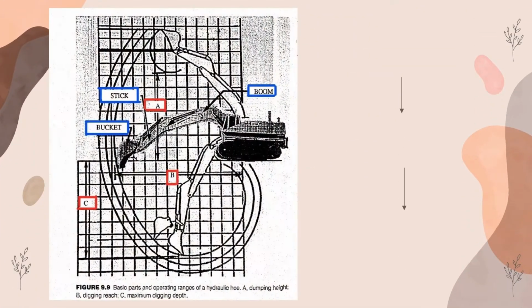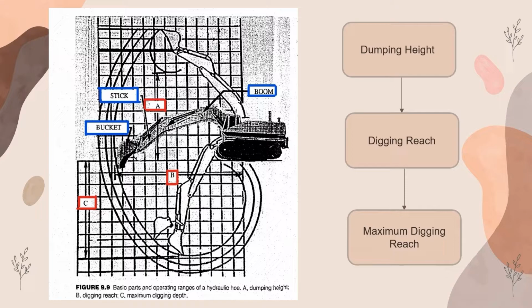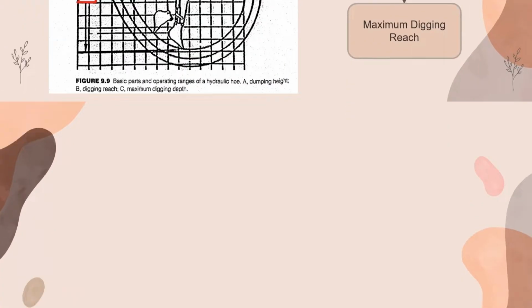D is the operating range of a hydraulic hoe. The operation starts with dumping height that involves the boom, stick and bucket. When the process achieves part B, digging reach, the hoe is in a stable condition and ready to dig the soil. Then it will move to part C, maximum digging reach. At this part, the bucket is digging the soil.